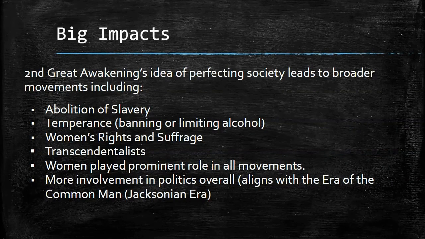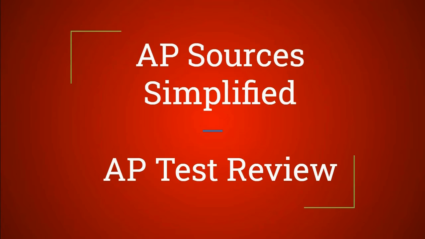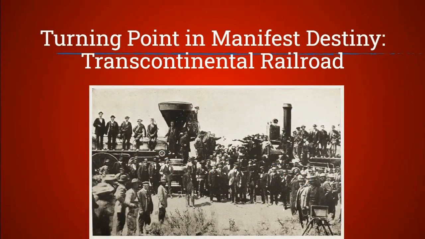And today we are looking at Manifest Destiny, and basically breaking it into two eras, before the Transcontinental Railroad and after the Transcontinental Railroad. Below the text, you see a picture taken at Promontory Point in Utah. That is where the Union Pacific and Central Pacific Railroads finally met and completed the Transcontinental Railroad.